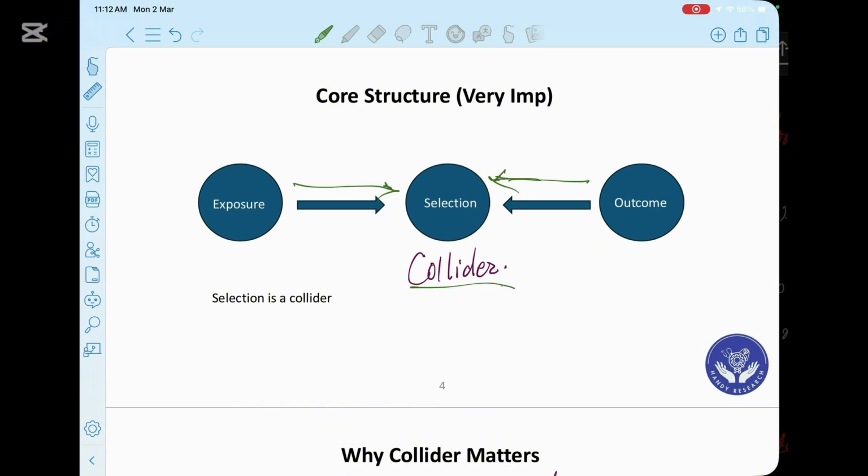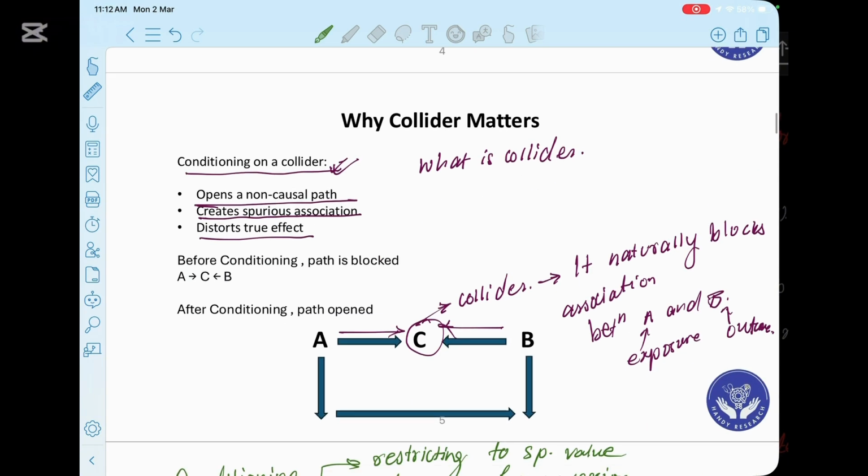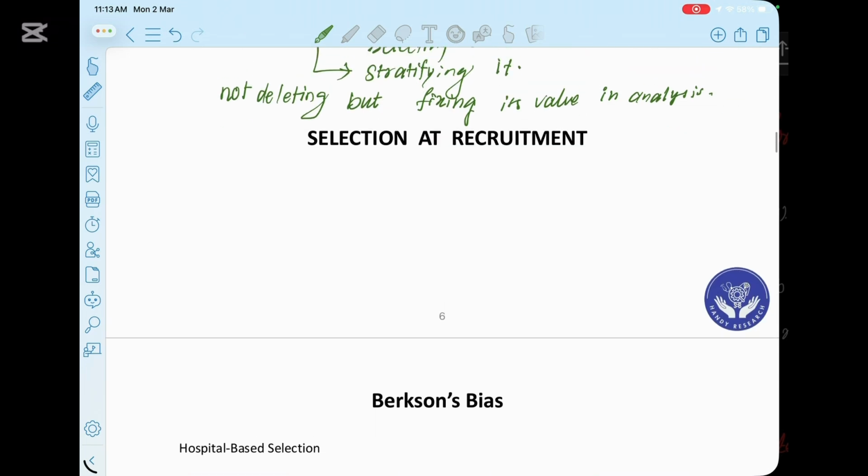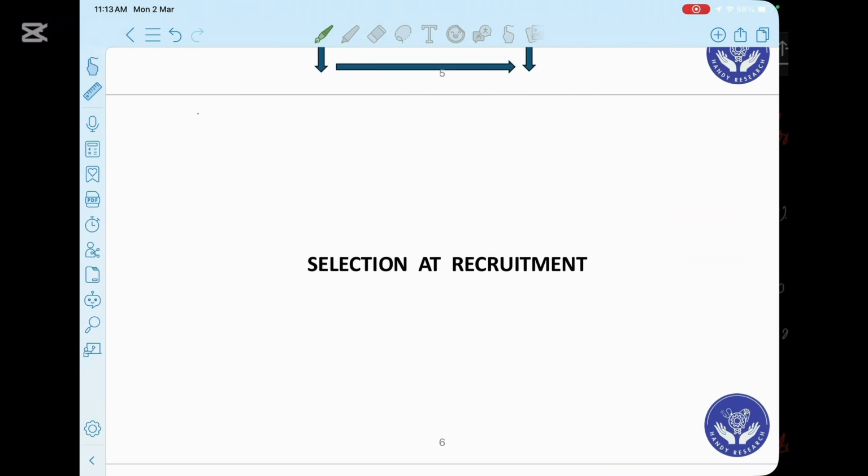Let's understand the fundamental selection bias structure. Exposure leads to selection and outcome also leads to selection, then selection is the collider. If we analyze only selected individuals, we open a non-causal path between exposure and the outcome, and that creates the distortion. Here is a simple example.